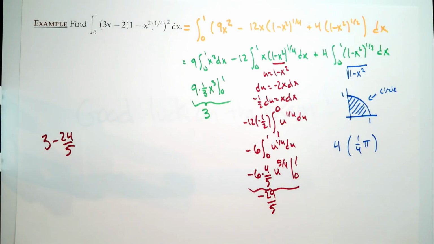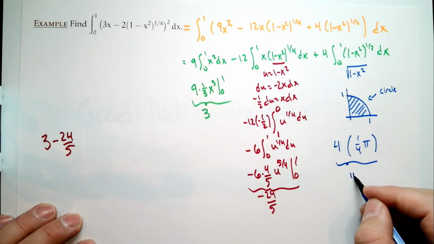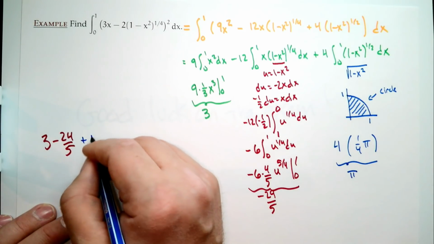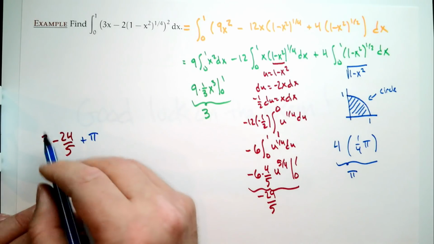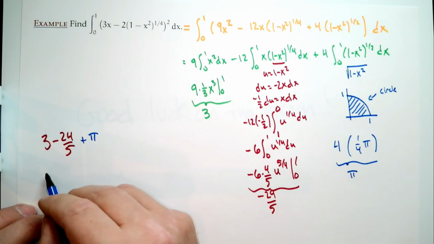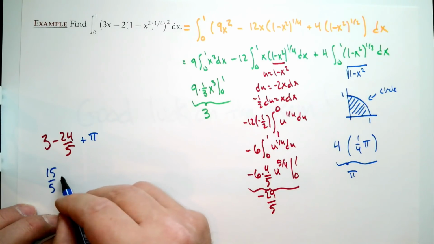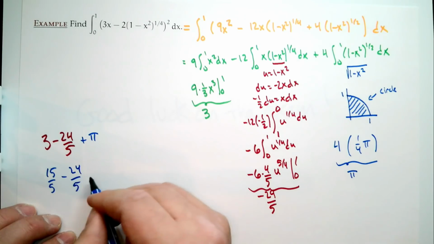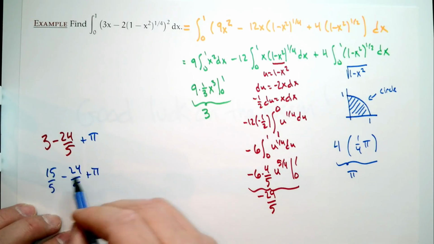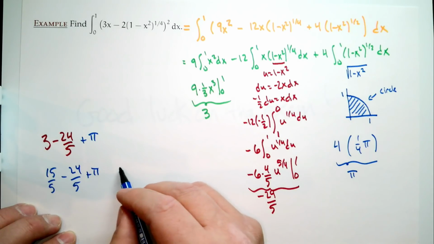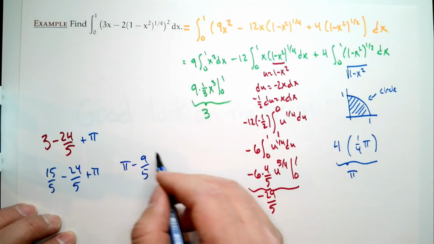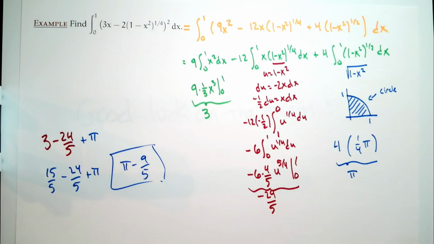So whenever you see the integral involving a square root of 1 minus x squared and there's nothing else there, you should say, circle. That's a circle. They're trying to get us, but we know that's a circle. So it means our last piece is pi. Now we can simplify this because the first term, 3, we can write as 15 over 5, minus 24 over 5, plus pi. And then 15 minus 24 would be negative 9, so it looks like pi minus 9/5. This would be the final answer.